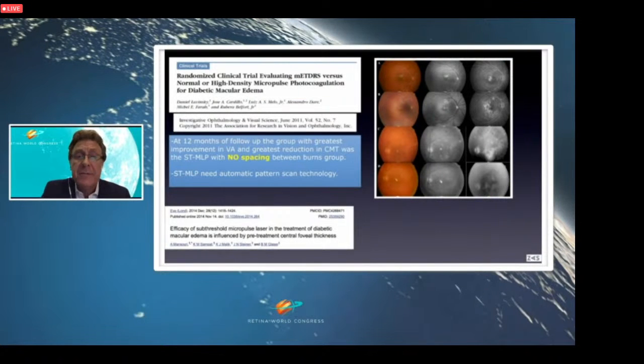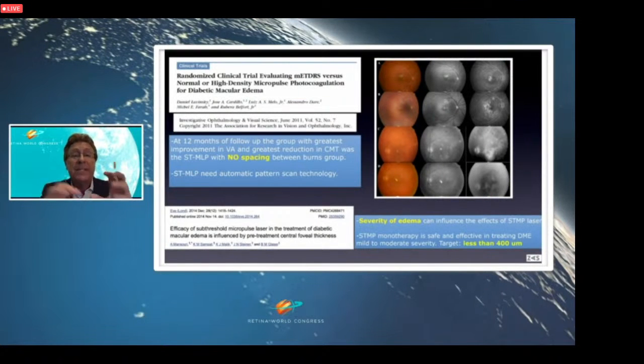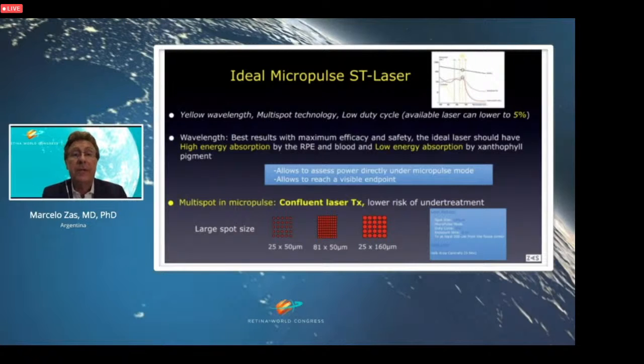There are also other very interesting papers discussing what kind of spacing between the burns to use. In a paper by Plavinsky and colleagues, at 12 months of follow-up, the group with the greatest improvement in visual acuity and reduction in CMT was the micropulse selective therapy with no spacing between burns. Also, the severity of the edema can influence this technique. So this technique is safe and effective when the CRT is less than 400 microns. What is the ideal micropulse laser? It is a yellow wavelength multi-spot technology with a low duty cycle of 5%.